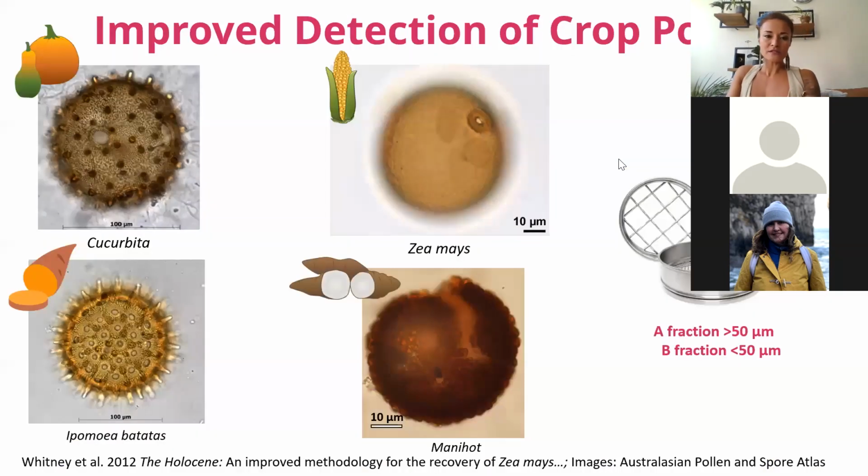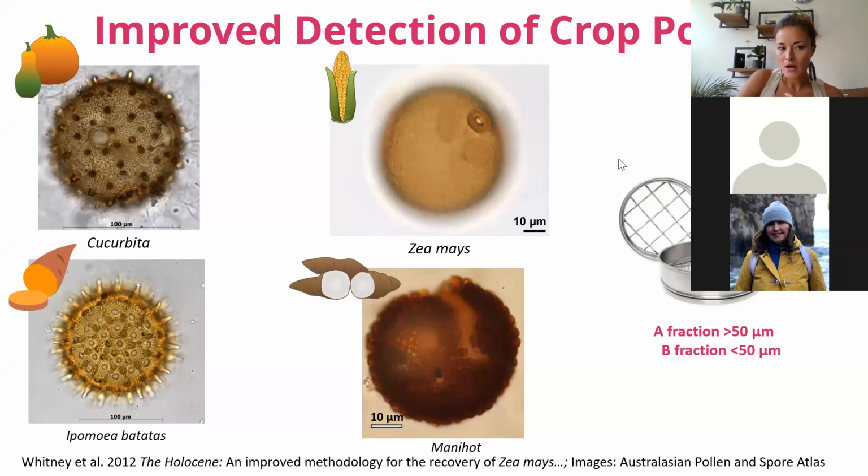Now, before I go on to looking at some of the data that we've developed from Versailles, I wanted to take a quick little side note to mention a modified sieving protocol that was developed in 2012 by Whitney et al. to help improve the detection of crop pollen. So for any of you who are doing studies where potentially there are going to be human disturbance indicators and/or crop cultivation, I would definitely recommend checking out this paper.